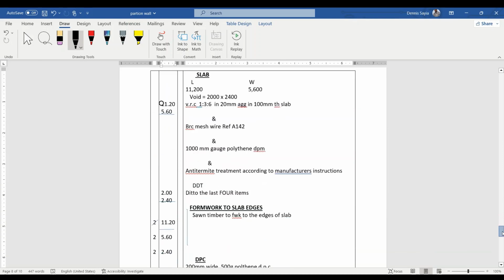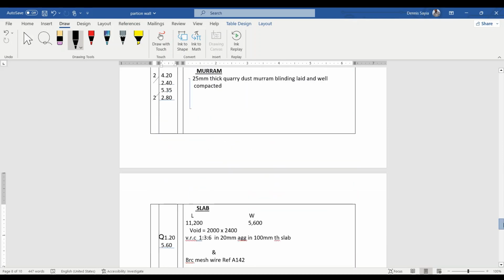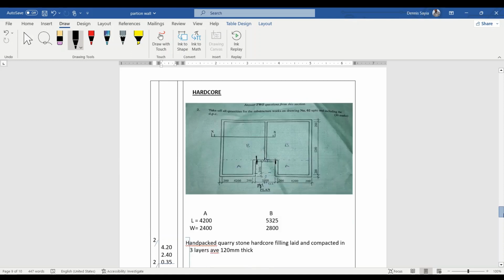Let's go to the slab. So for the slab, we need the length and the width. The length is 1200 and then the width was 5600. So when you're talking about the length and the width, this is 1200 and this is 5600 because the slab is covering the entire area. So we are going to measure it in whole, this by this area, bearing in mind that this part here is going to fill this part here, so we don't have any excess.